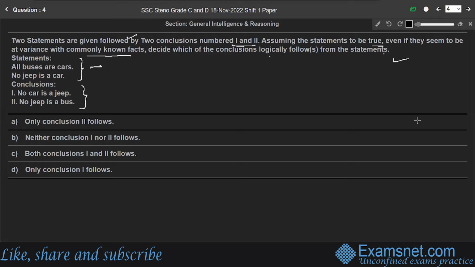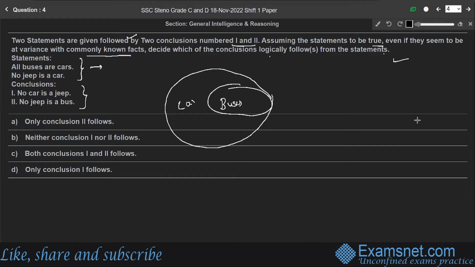All buses are cars. So we'll consider the set of buses. All buses are cars, therefore the set of buses is completely included in the set of cars. And no jeep is a car. That means there is a separate set of jeeps, which is independent of the set of cars. Therefore, the conclusion is no car is a jeep.